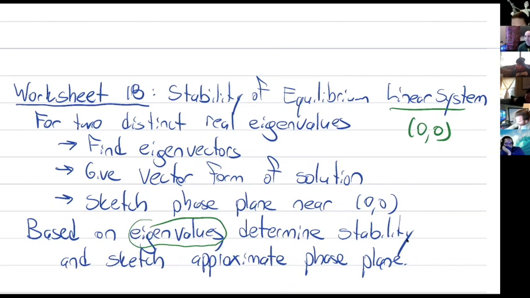So definitely being able to say, these are my eigenvalues, therefore the origin is going to be this type of equilibrium is certainly important. And in the case when we had two distinct real eigenvalues, this was the case where we could find the eigenvectors and then sketch an approximate solution in the phase plane.